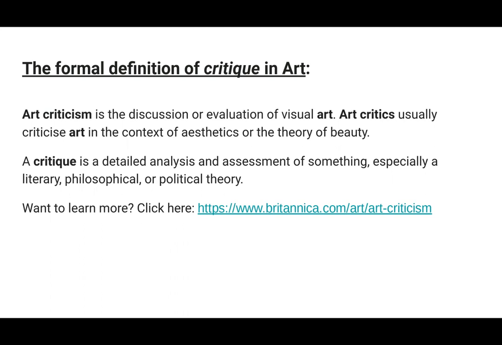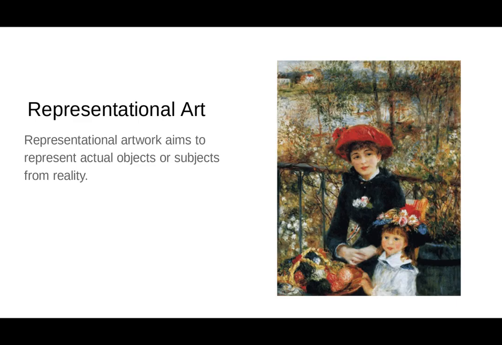And we're going to talk about the three main types of art as well. So if you want to learn more about art critique specifically, you can go to this Britannica link and learn more there. But now let's talk about the three main types of art, basically three main categories of art when we are talking about critiquing art. So the first one is representational art. Representational artwork aims to represent actual objects or subjects from reality.